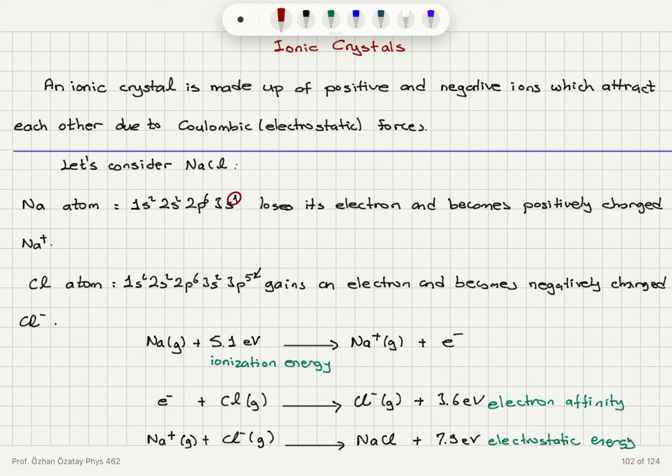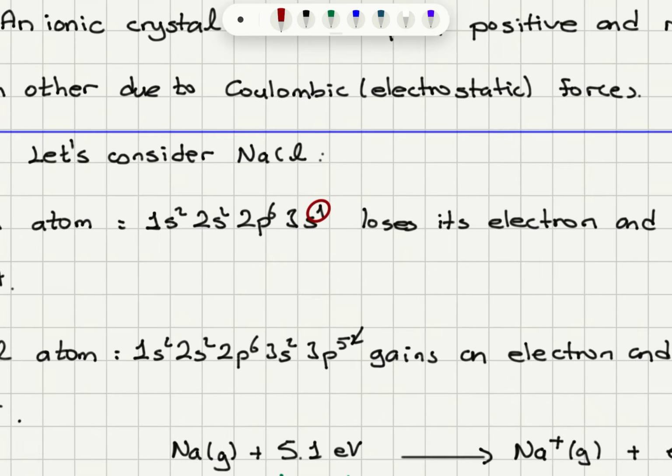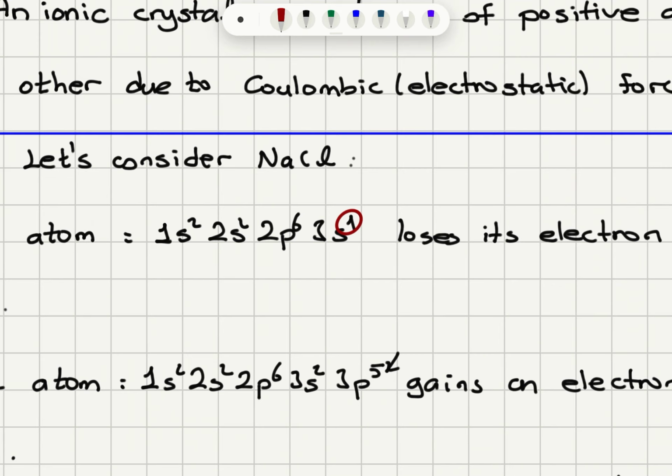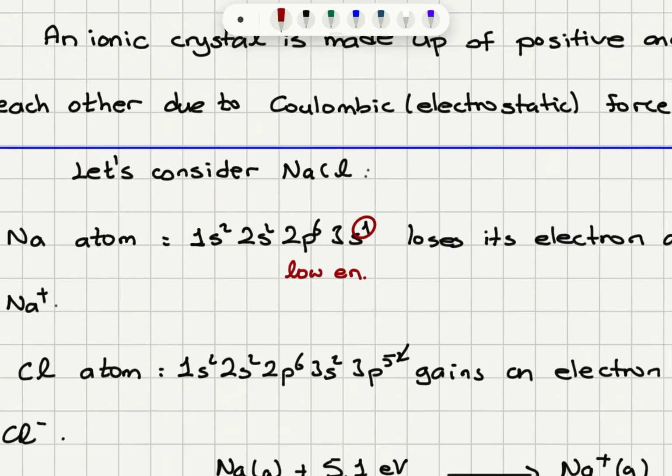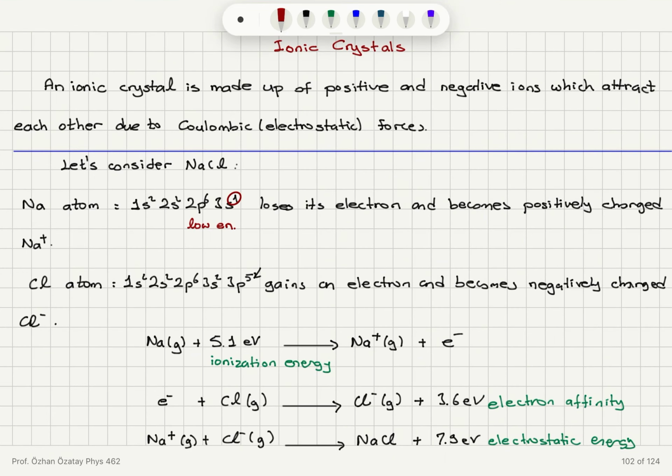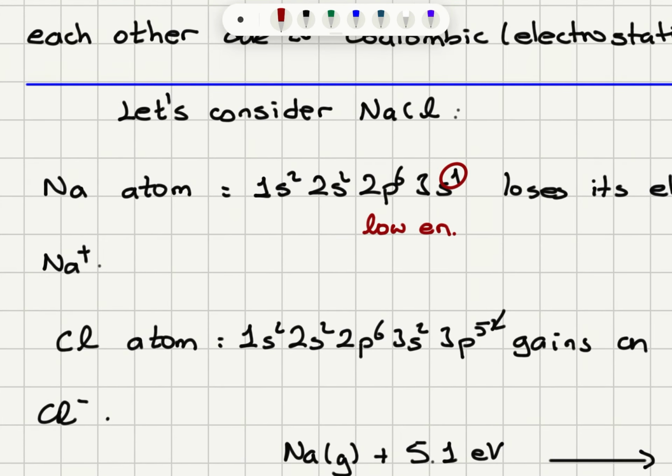So let's consider the sodium chloride example. In the sodium atom electron configuration, we have 1s2, 2s2, 2p6, 3s1. So sodium has one valence electron and it has a low electronegativity. Because it has a low electronegativity, it's going to lose this electron and release it to the lattice and become positively charged. So we obtain a sodium plus ion.